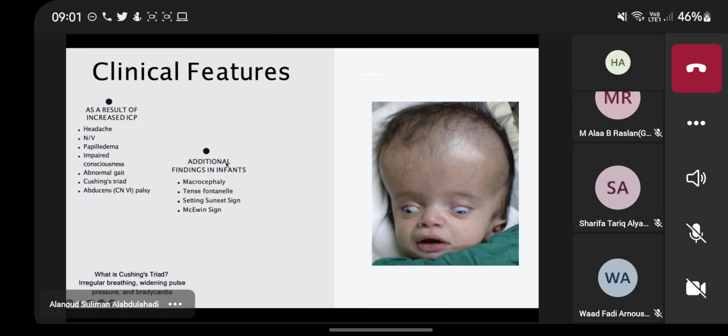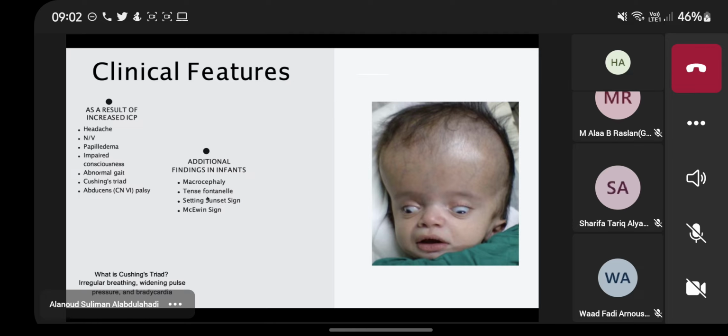Additional findings that are seen in infants include macrocephaly, which was seen in our patient, tense fontanelles, which was seen on physical examination, setting sun sign, which is basically the one we mentioned, that is the downward gaze that is seen in the patient, and also Macewen sign. Macewen sign is basically a sign of late hydrocephalus.